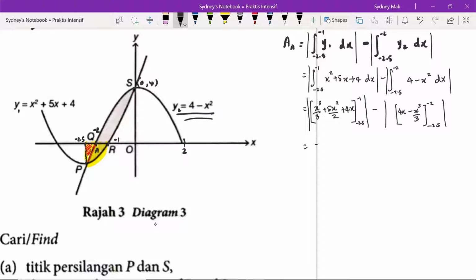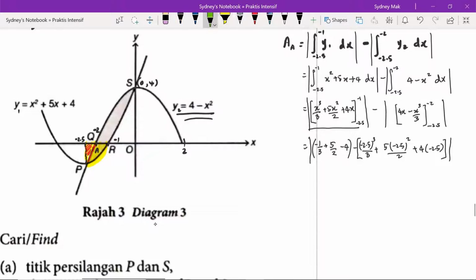So we have -1 over 3, because -1 cubed is still -1, and then plus 5 over 2, and then minus 4. Take away the same expression, but this time substitute with -2.5. So we have -2.5 cubed over 3 plus 5 times -2.5 squared over 2 plus 4 times -2.5. Okay, after we minus this, then we have to modulus. That is the first part.